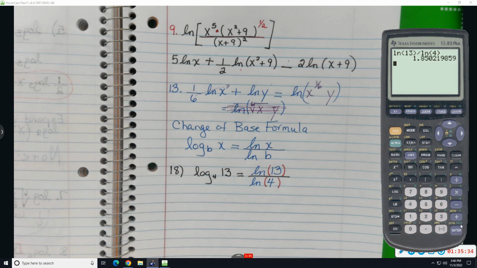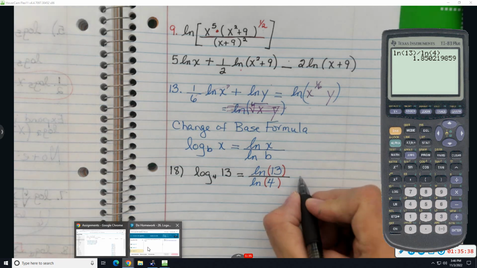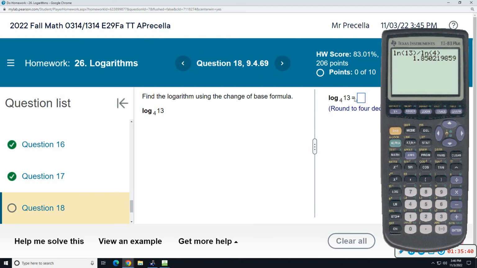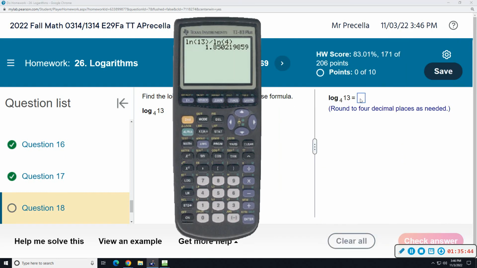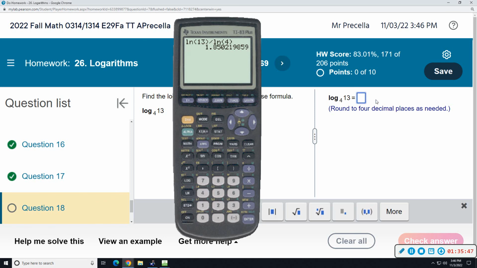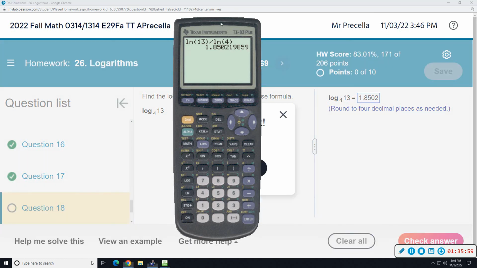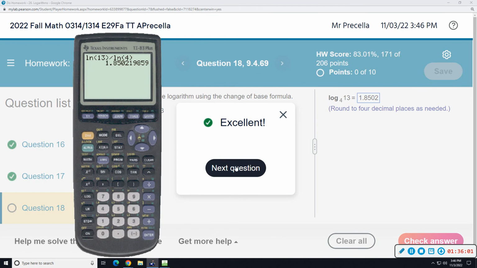So, let's see. How would they say to round it? 4 digits? 1.8502. Yeah, it's another 4 digits. So 1.85, and then 0. Is it going to stay a 2 or become a 3? It's a 2 because it's a 1 right behind it. Yep. That's correct. This is the traditional rules of rounding.